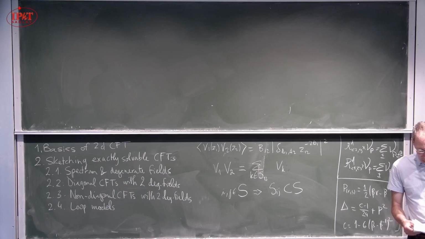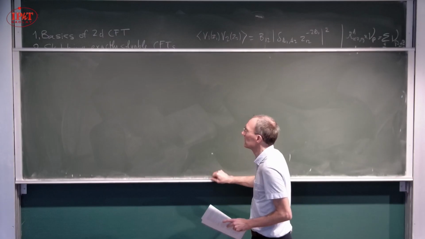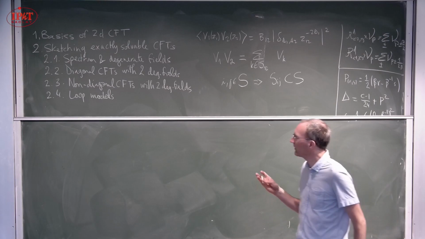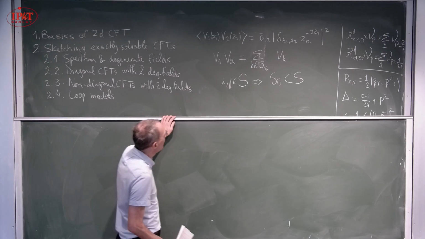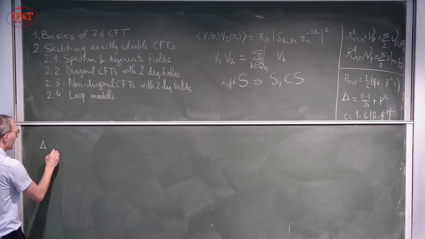So if not, let's discuss a bit more which fields we want in our model. We'll start with degenerate fields. But before that, I have to mention an important point, which is to define what are diagonal fields, in particular on this two-point function. If we want this two-point function to be single-valued, we have a constraint now on the dimensions, the left and the right dimensions. There's a difference, which is called the conformal spin.